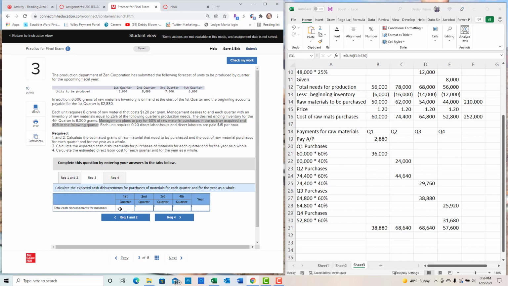So cash disbursements for materials: 38,880 first quarter, 68,640 second quarter, 68,640 third quarter, fourth quarter 57,600, and then total everything for the year, $233,760.